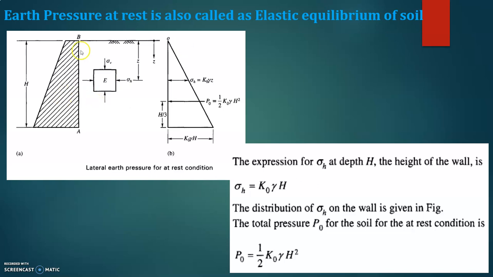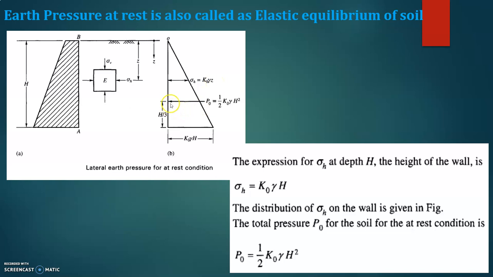Now you can see this is a retaining wall of height h, and this is the soil element, with the vertical stress and horizontal stress. This is the ground surface. Let us consider this is z, meaning the soil mass we are considering is at a depth of z. This is the earth pressure diagram. This is a triangular shape. So at a depth z, the pressure developed is k naught into gamma into z.